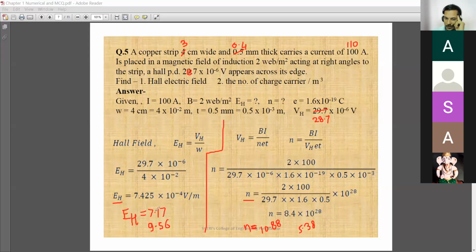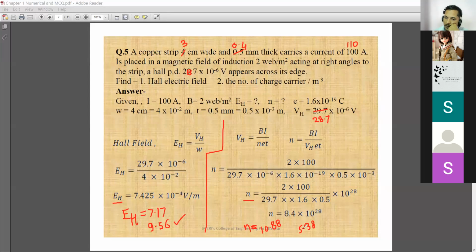So in case of EH, two answers are there. Which one is correct, the first or the second? Second. This 9.56 is correct. Yes, sir. 5.38, okay. And which of these is the correct value of n? 10.88 or 5.38? Which is correct? Second, 5.38. Any other answer?